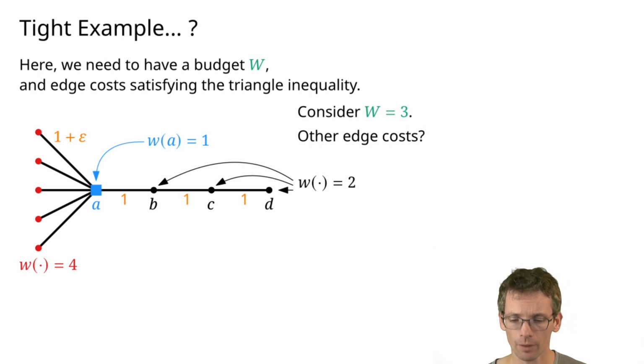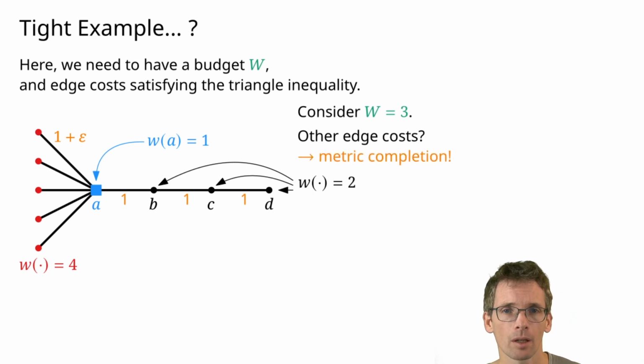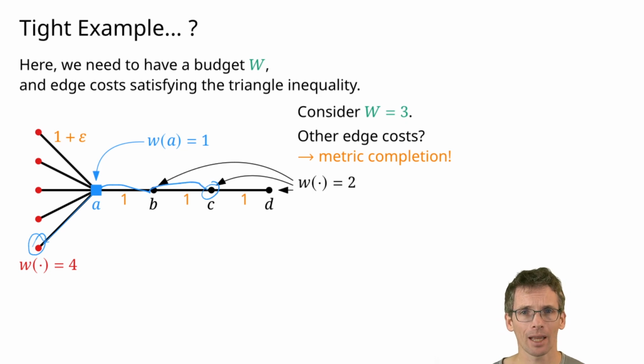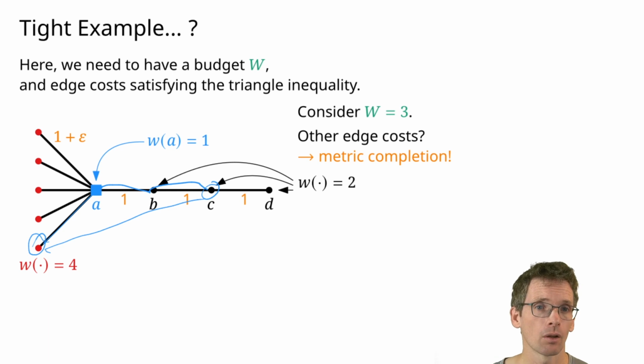So what about the other edges? We are going to use metric completion. That means for any other edge we take as the cost simply the cost of the shortest path in the given graph here. So for instance, if I take this vertex and C, then the shortest path uses 1 plus epsilon here, 1 here, 1 here. So that's 3 plus epsilon. So this edge here in the complete graph will simply get weight 3 plus epsilon.